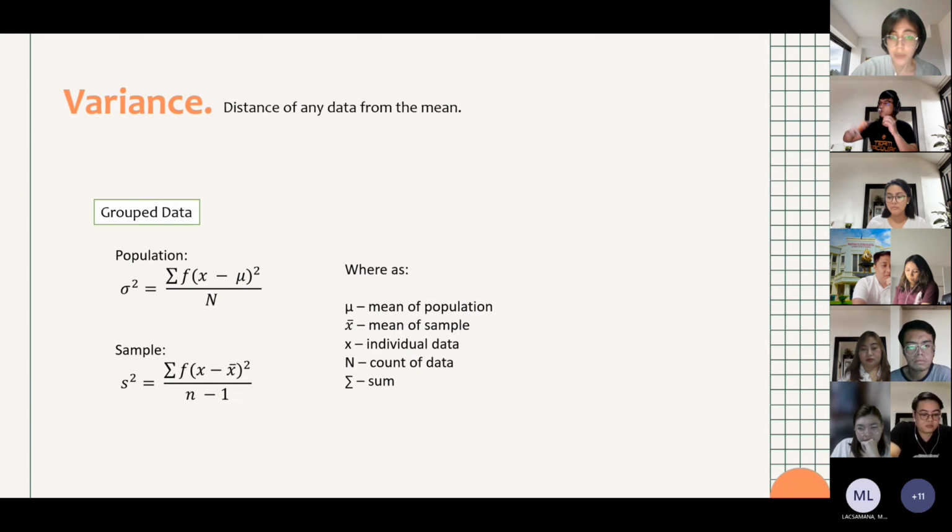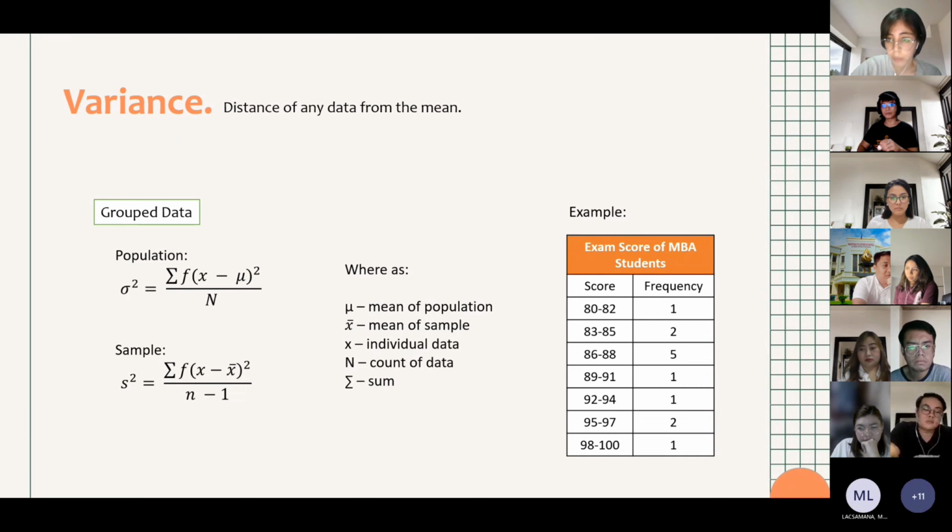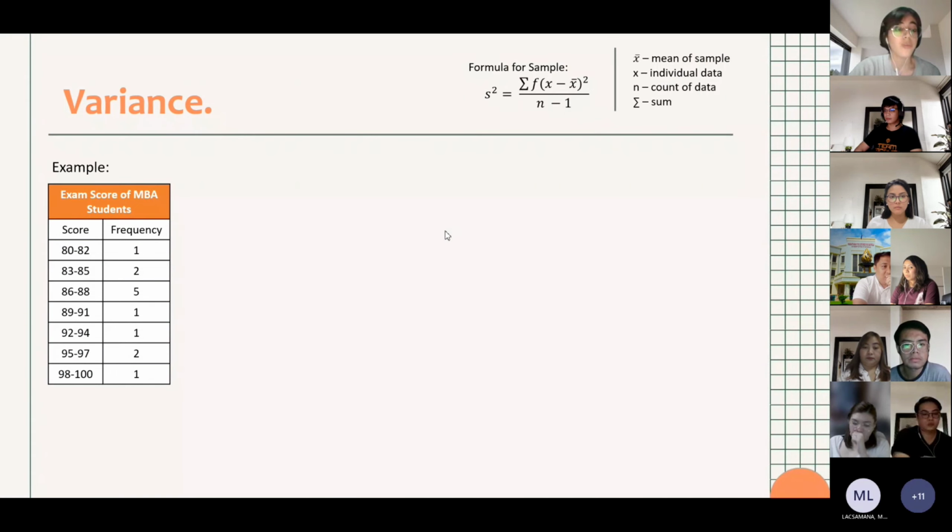So for the group data, we'll be using a different set of example. So for now, we will be using the set of exam scores of MBA students as follows. So for this, isipin na lang natin na sample siya. Para kasi since mas complicated yung formula ni sample, iisipin na lang natin na this set of data is for sample.